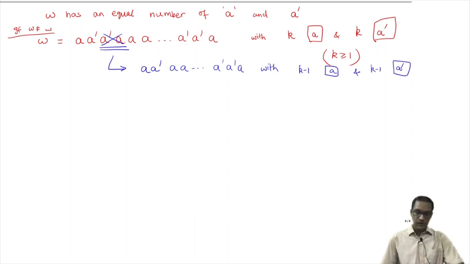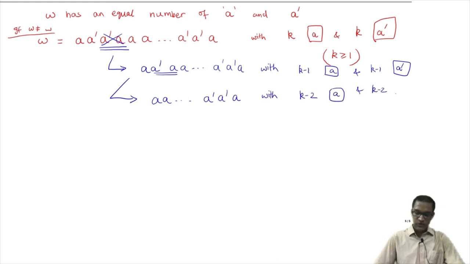Okay, now repeat the argument. Again, if k minus 1 is at least 1, then it means this word is not the empty word. That means surely it has both a's and a primes. And again, find any one location where an a and an a prime come next to each other, and you get rid of them using the basic rewriting rule. So again, I can do this. Okay, so what have I generated? Another word, but now it's got k minus 2 occurrences of a's and k minus 2 occurrences of a primes. Okay, and so on.